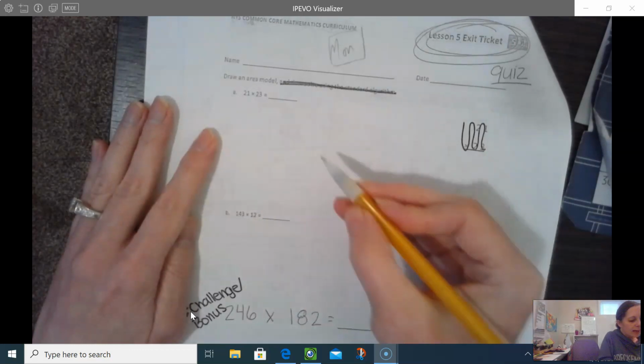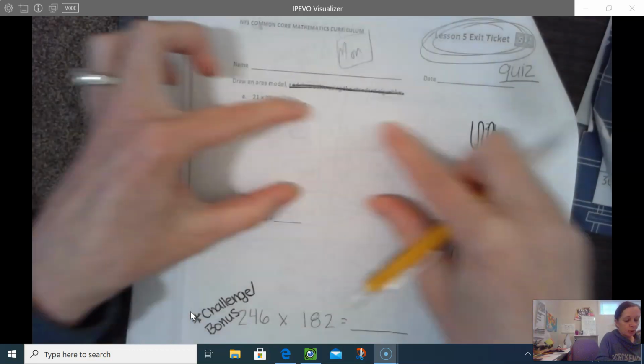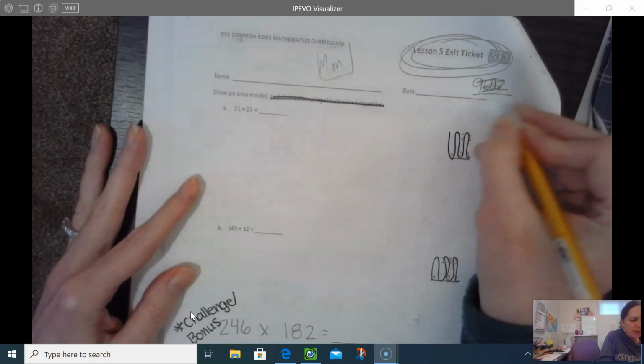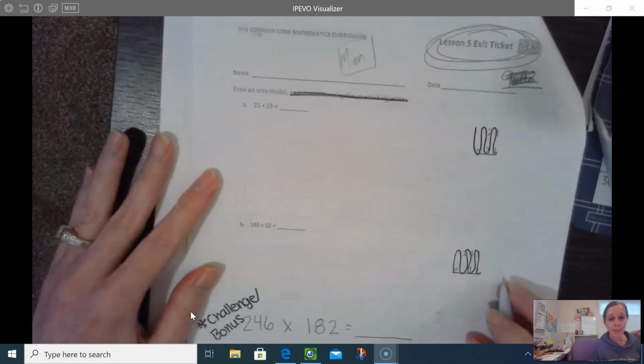For letter A, we can go ahead and utilize this whole workspace. We're not going to be using these. Although this says exit ticket and quiz, you can cross that out. These are just going to be some practice problems for us.